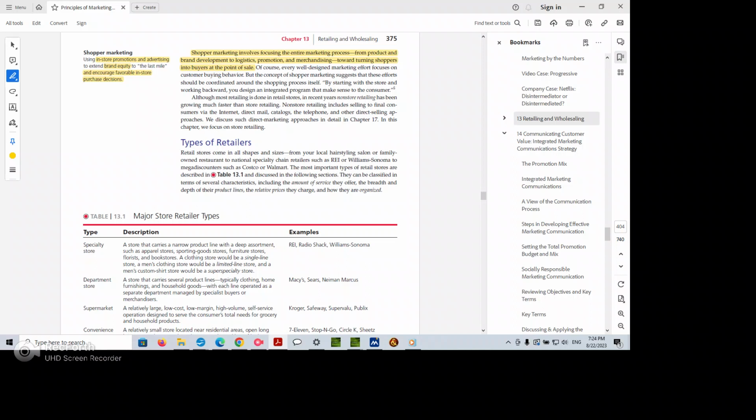Of course, every well-designed marketing effort focuses on customer buying behavior. So don't forget that as well. And something we've talked about in previous chapters, so it's important to be reminded of that from time to time. Although most retailing is done in retail stores, in recent years, non-store retailing has been growing much faster than store retailing.